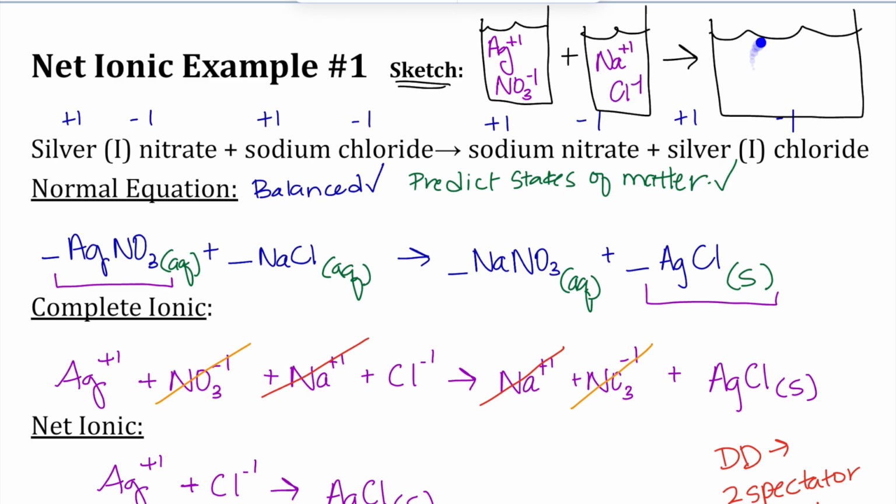Our products, that reaction has occurred, so our products are going to be together. And again, we can look at the right side of our complete ionic equation. We are going to have sodium ion and NO3 ion, but that AgCl is going to stay together in a solid state, so we're going to leave that as a neutral compound. And I always just put my solid at the bottom when I'm modeling those.